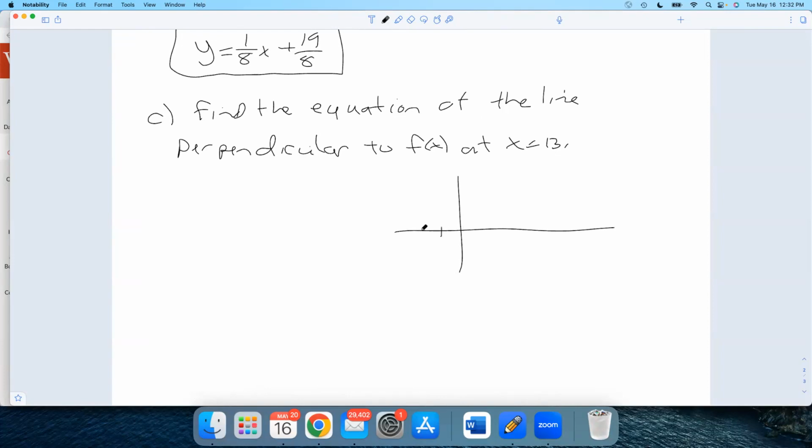Now, what if we wanted, we're going to get fancy here. We got this graph. Here at the point 13, I don't want the tangent line. I don't want this line. I want the line perpendicular to that. I want this to be a right angle. I want the equation of this line.